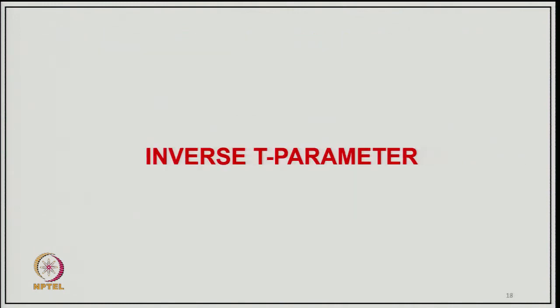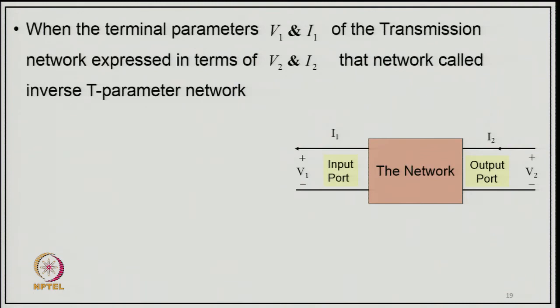Now, coming to inverse T parameters. When the terminal parameters V1, I1 of the transmission network are expressed in terms of V2, I2, the network is described by the inverse T parameters. We define the variables V1, I1 and V2, I2 as the two port variables. So we can define V2, I2 as a function of V1, minus I1, with parameters A dash, B dash, C dash and D dash.